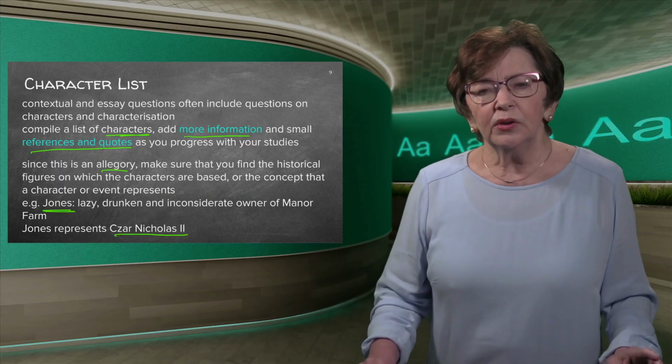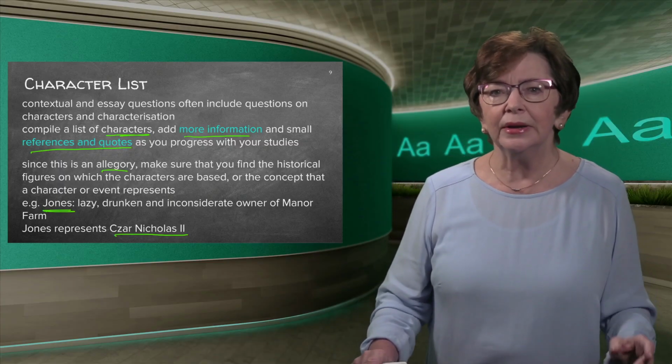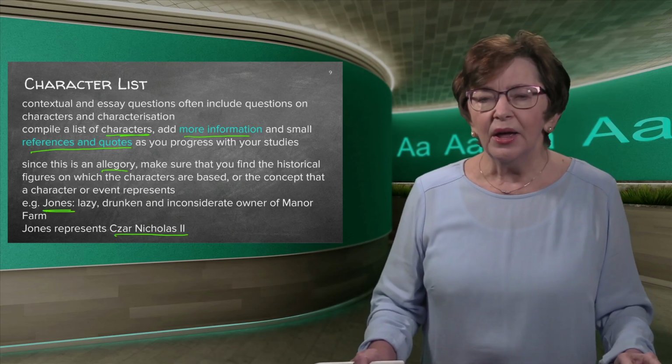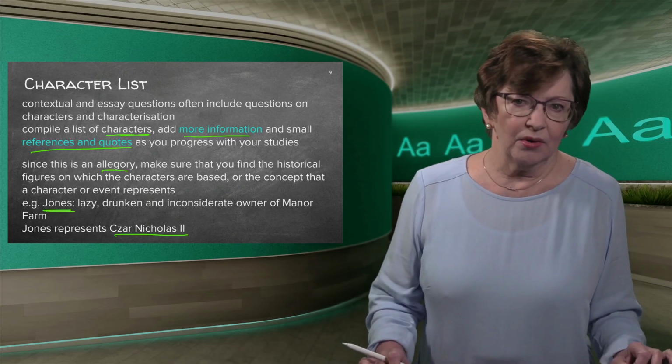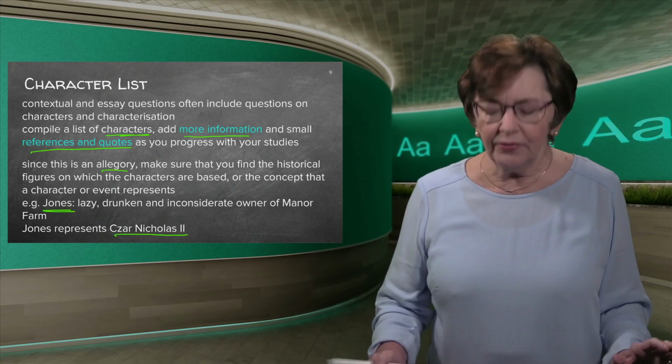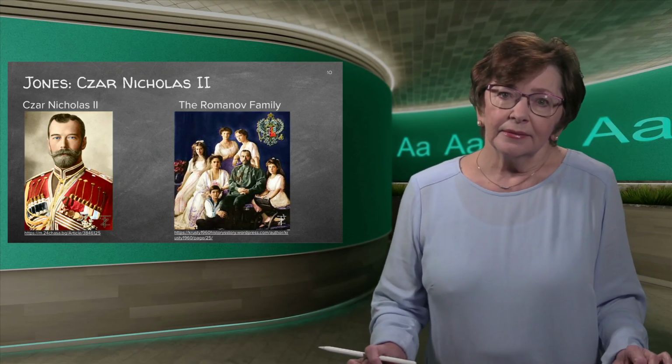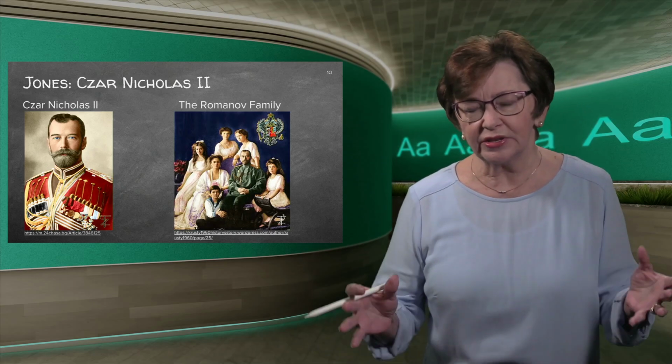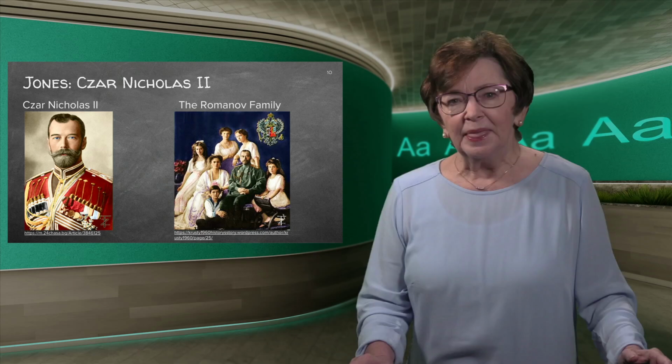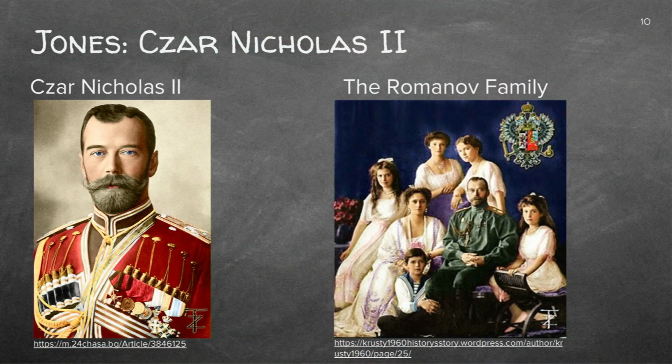Now, you don't really have to read so much background unless you want to. However, if you do, it is just so interesting, right? You get a bit more information about the actual characters. We said that Tsar Nicholas Romanov stands for Mr. Jones, the Manor Farm owner.